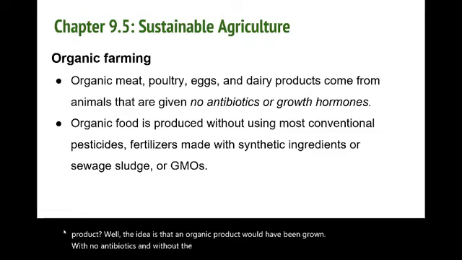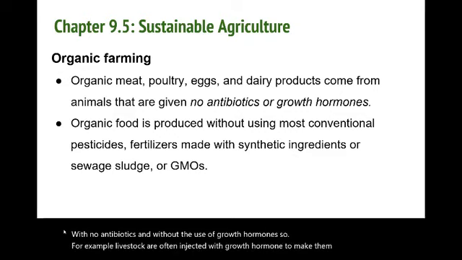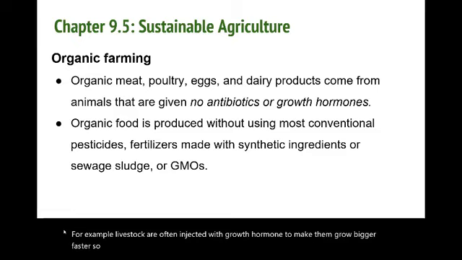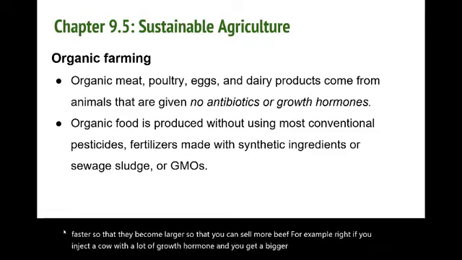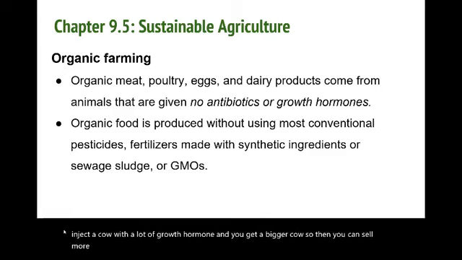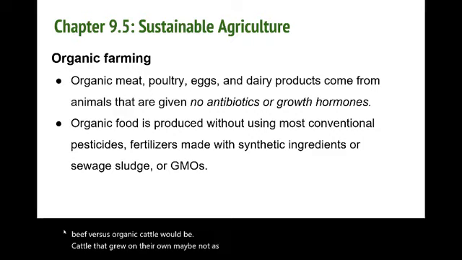use of growth hormones. For example, livestock are often injected with growth hormone to make them grow bigger faster so that you can sell more beef, right? If you inject a cow with a lot of growth hormone, you get a bigger cow, so then you can sell more beef. Versus organic cattle would be cattle that grew on their own, maybe not as quickly, but they didn't have hormones injected into them, and so they would be described as having less of those synthetic compounds in them.